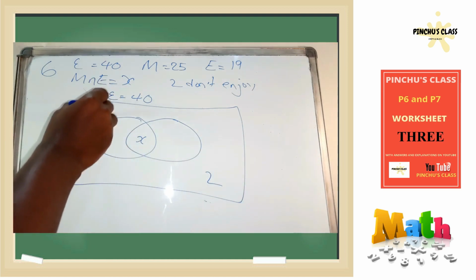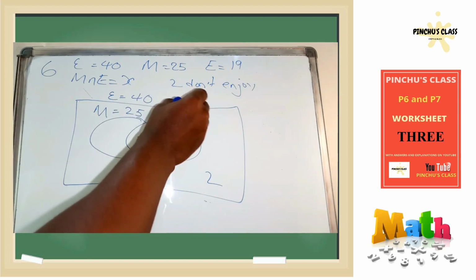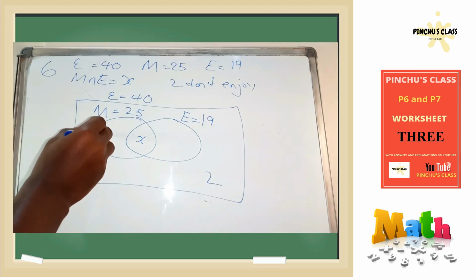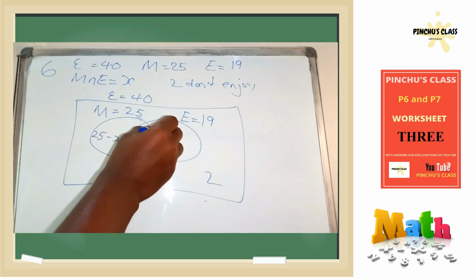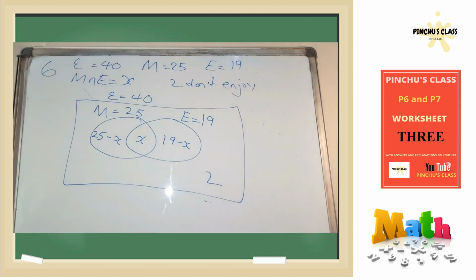Now this is going to be M, and M is the same as 25, and E is equal to 19. That means this is 25 minus X. This is 19 minus X. So that's it for part A.